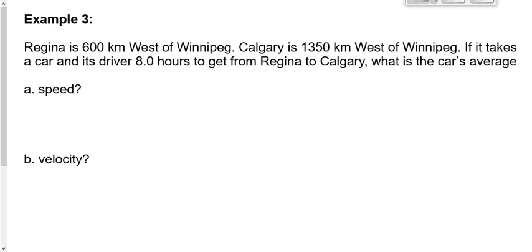Look, Regina, that's what this question is based on here. Regina is 600 kilometers west of Winnipeg. Calgary is 1,350 west of Winnipeg. It takes a car and its driver 8 hours to get from Regina to Calgary. What's the car's average speed? What do we need first?